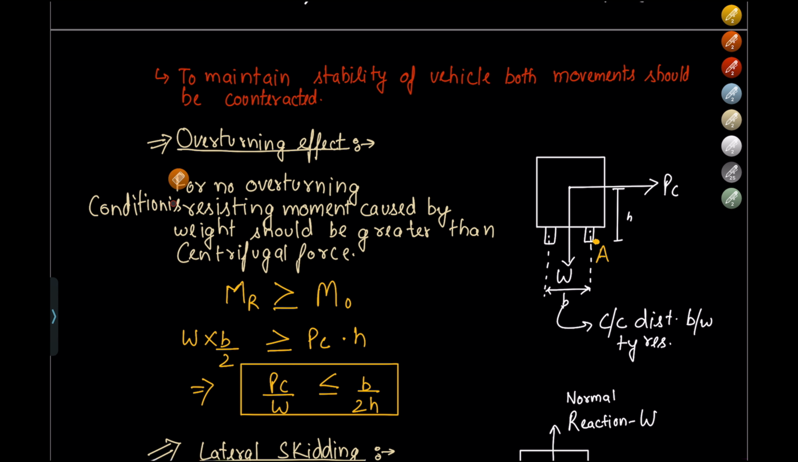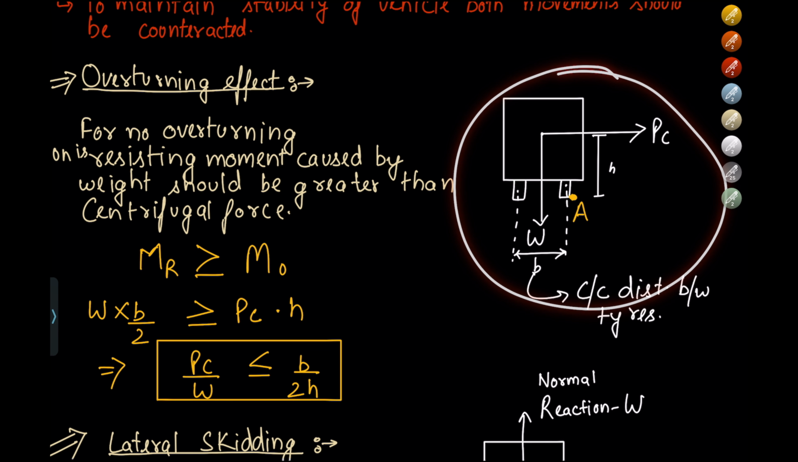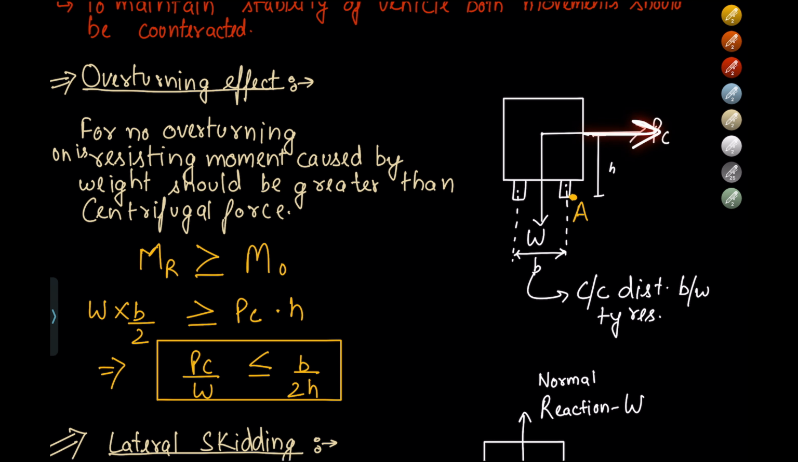The condition is that the resisting movement caused by weight should be greater than the centrifugal force. So here, let's have a look. The centrifugal force is acting on the outside of the curve, and the weight is acting vertically downwards. So it will take movement at A.